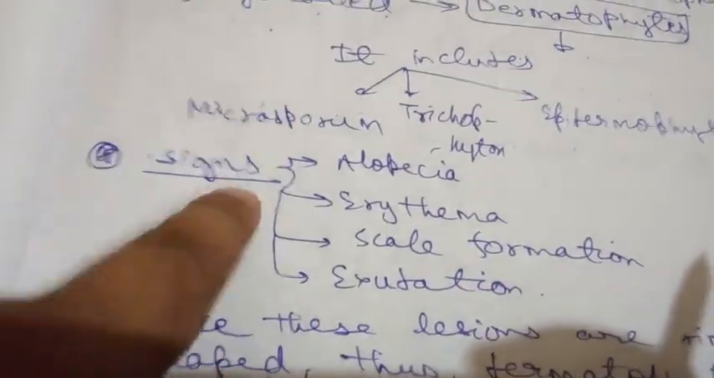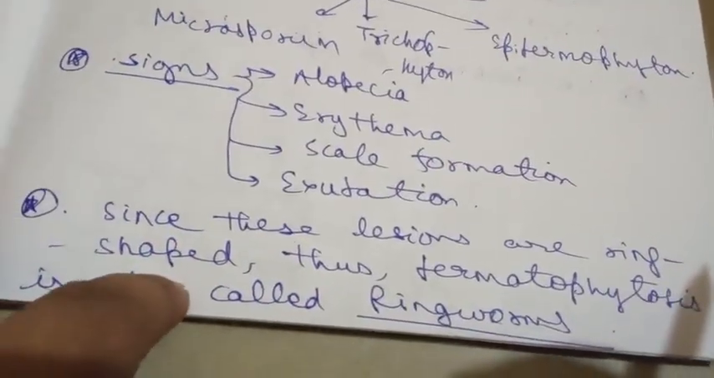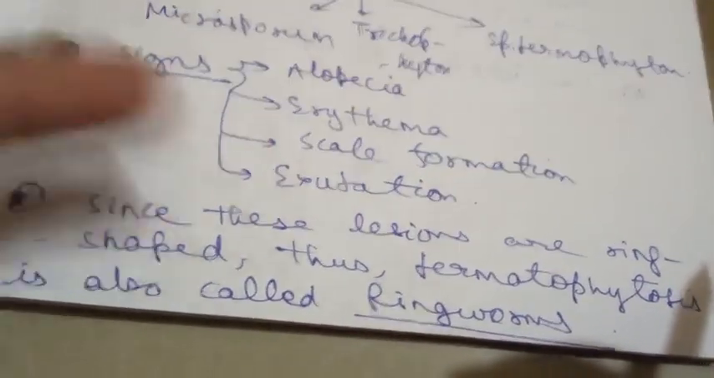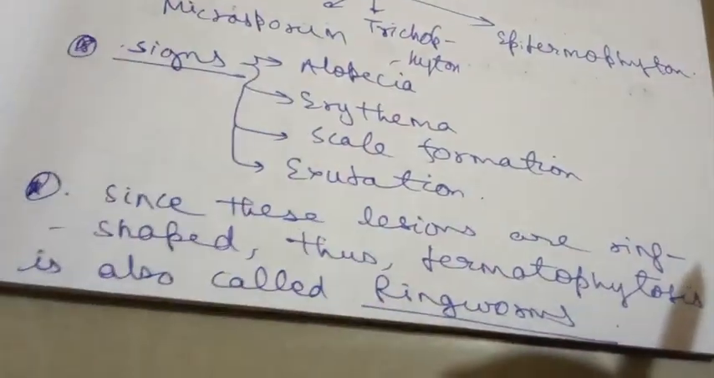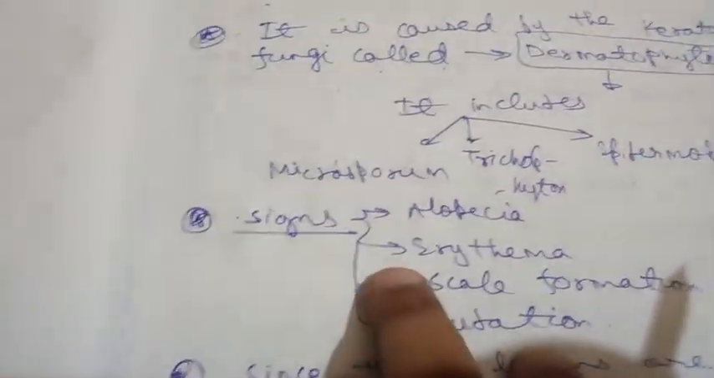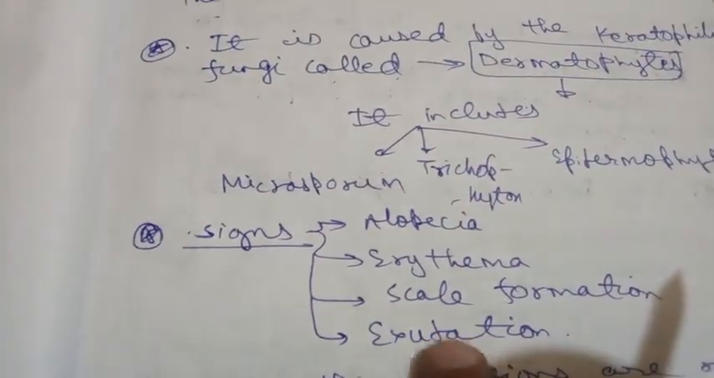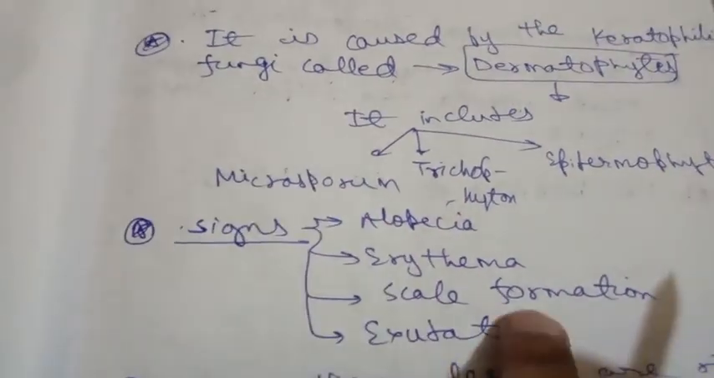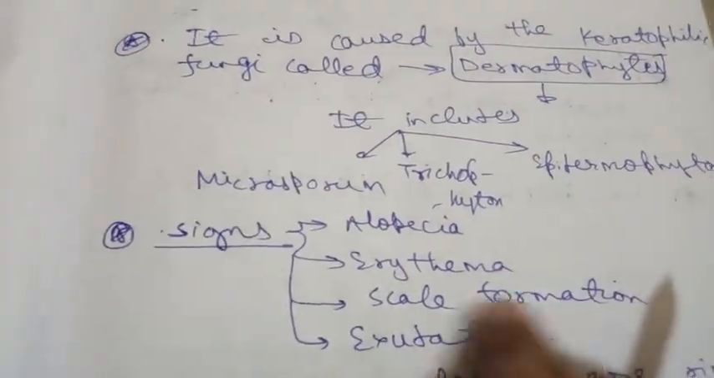Now, before moving to the signs, we should know this point. Since the lesions caused by these dermatophytes are ring shaped, they are also called ringworms. So the signs are alopecia, erythema, scale formation, and exudation. Very easy: erythema is redness; alopecia is loss of hair; exudation is release of fluid; and scale formation.